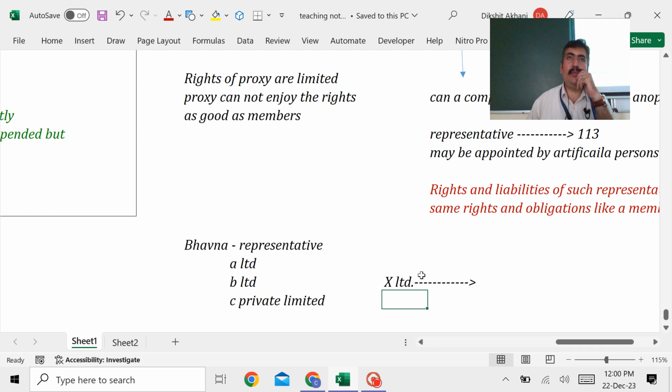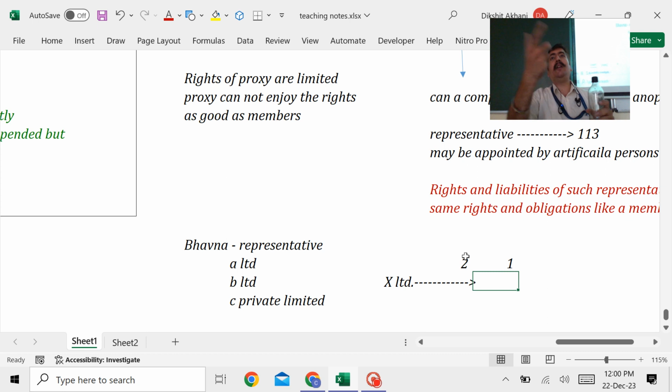How much will it count? Assume in the general meeting there are less than 1000 members, so quorum is 5. Two members are already present and another member, Bhavna, is present. So is the quorum sufficient or not sufficient to start a meeting? That's the question.